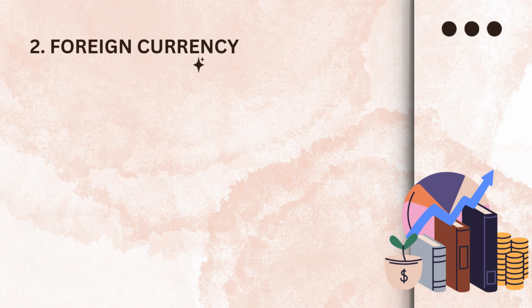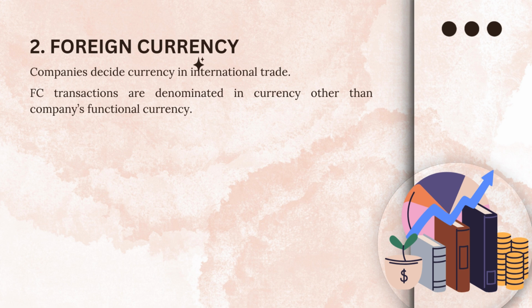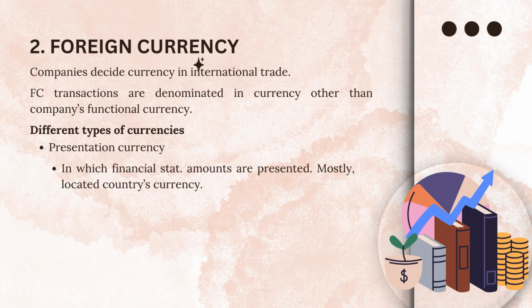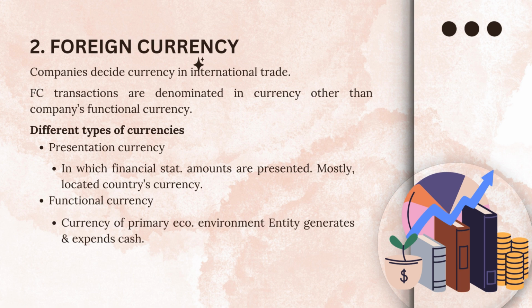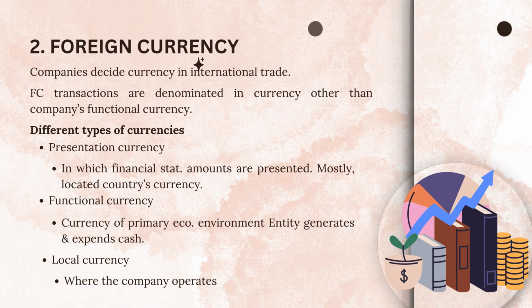What is foreign currency? Companies decide currency in international trade. FC transactions are denominated in a currency other than the company's functional currency. Different types of currencies. 1. Presentation currency, in which financial amounts are presented. Mostly, the located country's currency. 2. Functional currency. Currency of the primary environment in which the entity generates and expends cash. 3. Local currency, where the company operates.